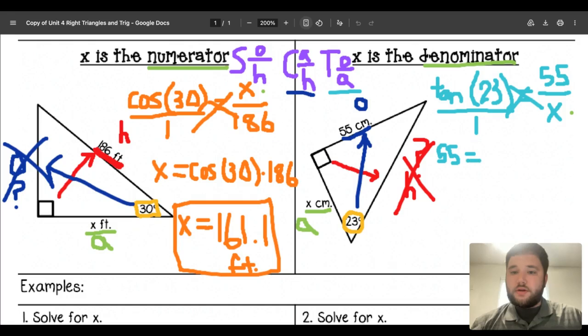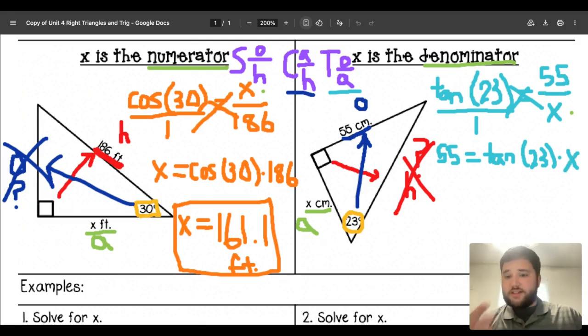equals tan of 23 times x. Now, obviously, this looks a little different than what was going on in the problem on the left side, right? I can't just multiply tan of 23 times x. X is what I'm trying to find.